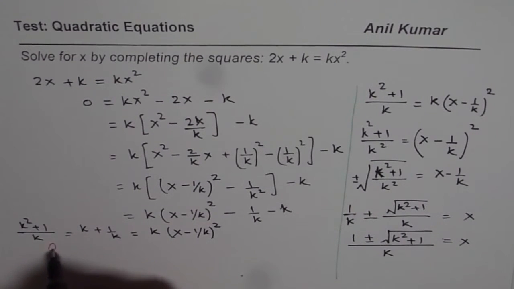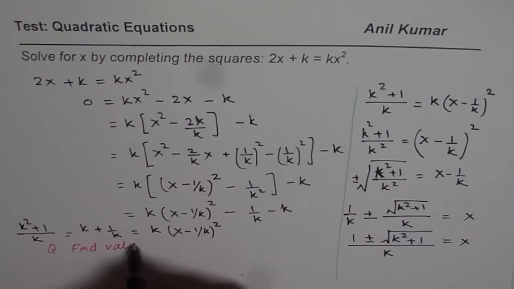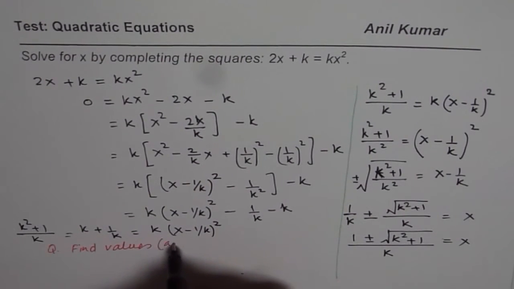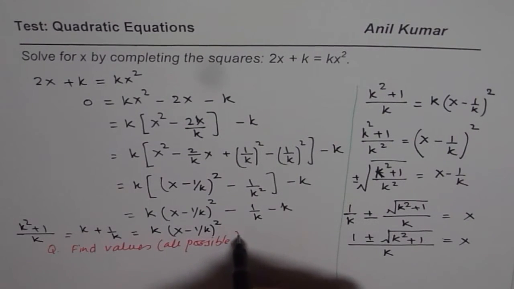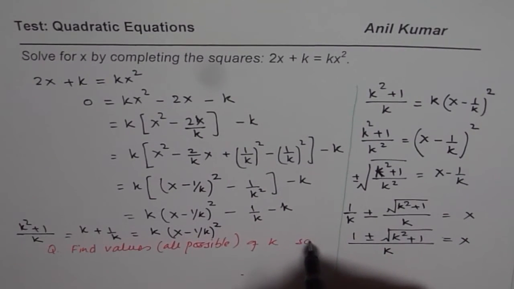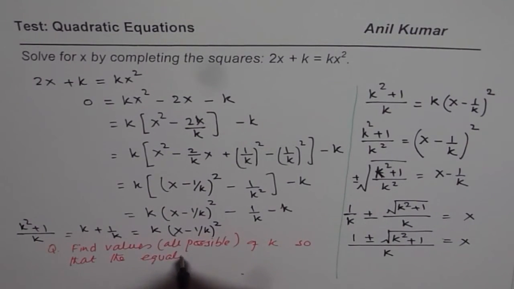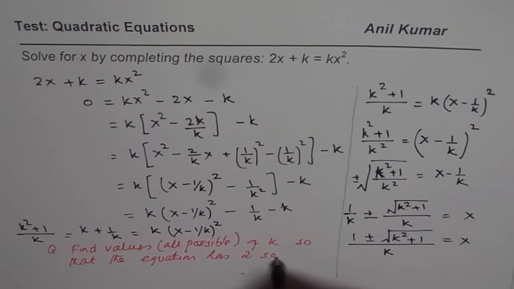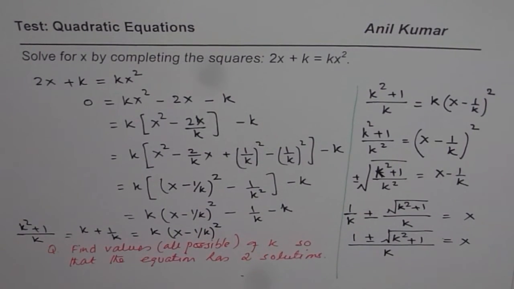Now the question for you is: find all possible values of k so that the equation has two solutions, right? So that is the question for you.